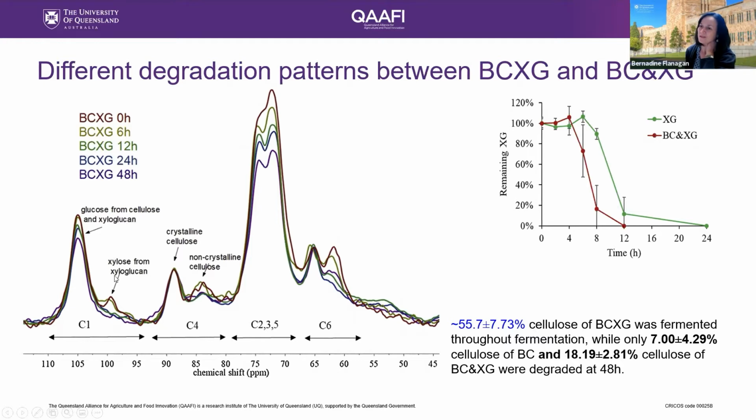And we use the solid state NMR to see the change in the bacterial cellulose composite, because you can't use solution state NMR or anything else to look at how the xyloglucan is disappearing. But here you can see it's being degraded before the cellulose. But the 56% cellulose degradation is quite a lot.